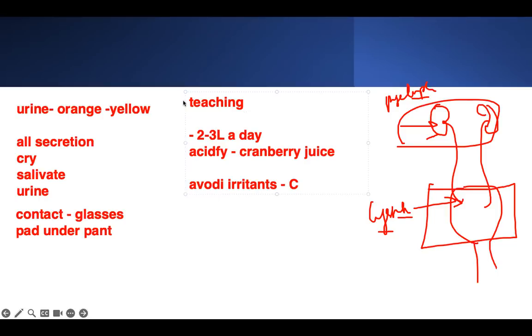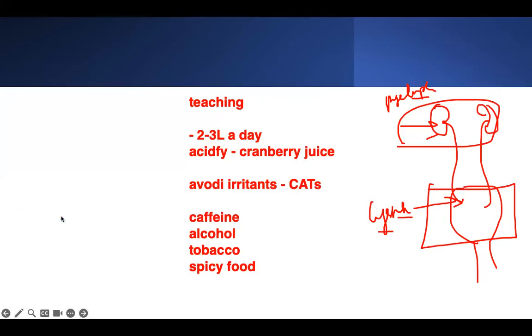And I want you to avoid irritants. I call them CATs. Okay, which are what? Caffeine, stay away. They are irritants to the bladder. Alcohol, stay away. Tobacco, stay away. And this one, spicy food, stay away. They are all irritants. You should stay away from them as much as possible. That will prevent urinary tract infection.